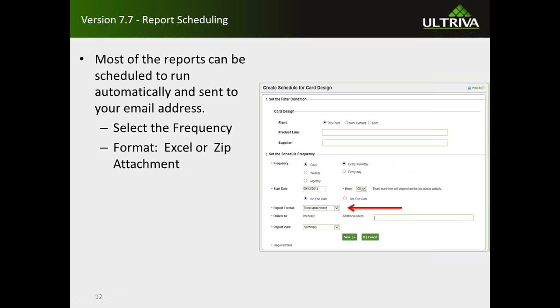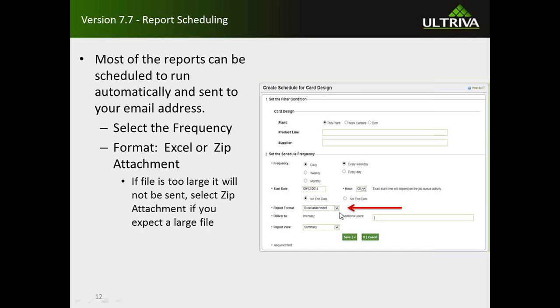And you have the option of how you want the report delivered, as an Excel attachment or as a zip attachment. The zip attachment does have the Excel document zipped up or compressed in there. And at Ultriva, we do recommend that you select zip attachment, because if the file is too large, it will not be sent, or perhaps your email system may reject the email because the attachment is too large. Sometimes there's a limit on how large of an attachment you can have. So selecting the zip attachment right off the bat here might save you some time troubleshooting later on.